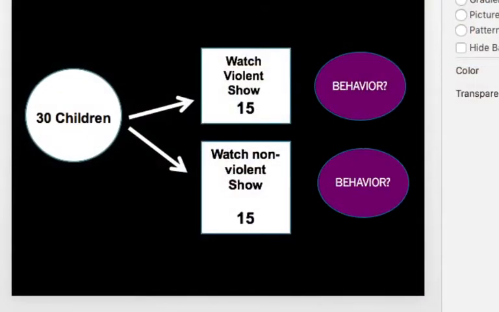Basically, ito yung naging approach ni Bandura. He got 30 kids, divided them into 2 groups. The first group of kids would watch a violent TV show, while the second group of kids will not watch a show with a violent model. So, yung unang grupo nakapanood ng show na merong violent na tao, yung pangalawang show wala siyang violent na tao. And we would like to know if exposure to those kinds of shows will affect the behavior of these kids.